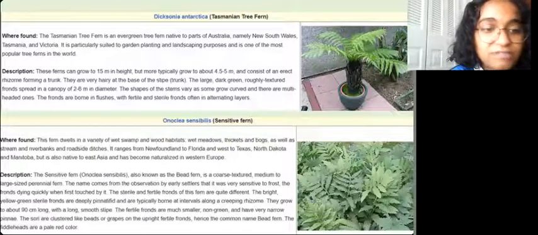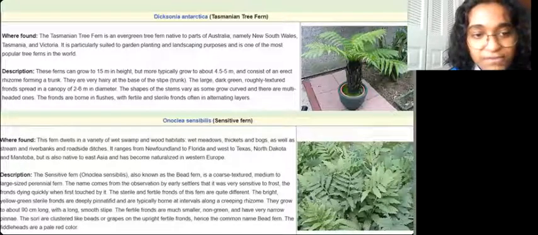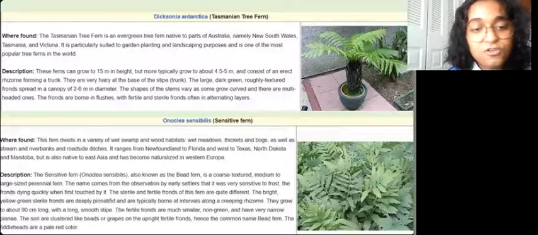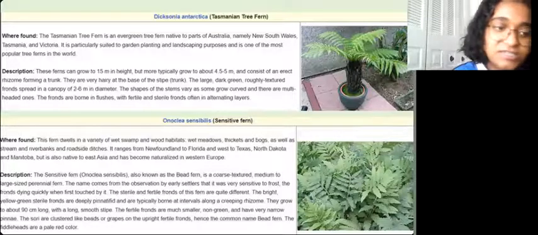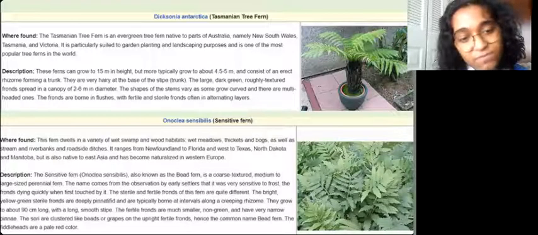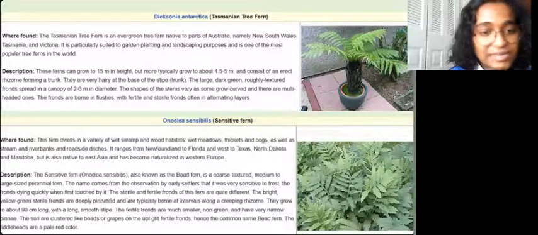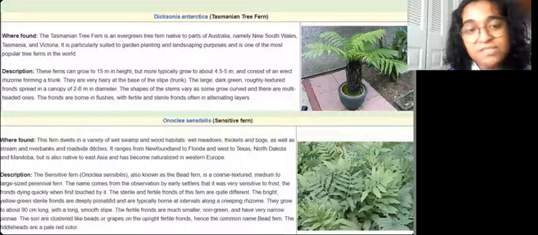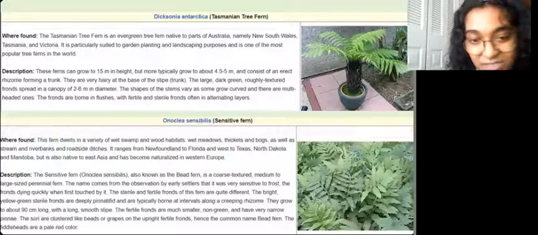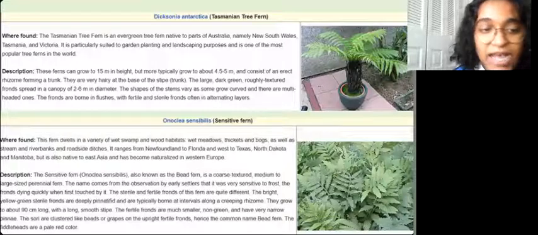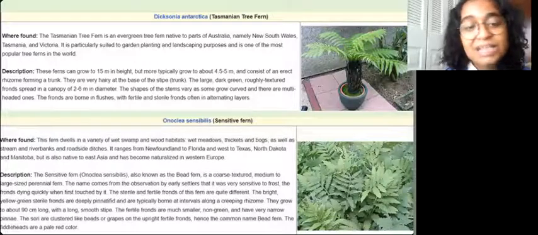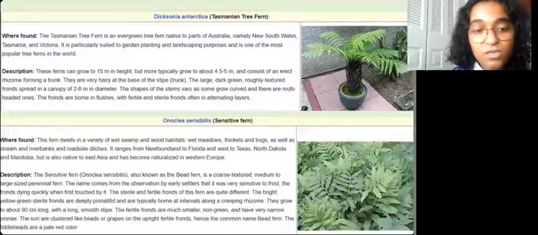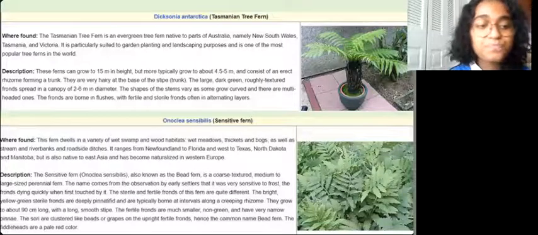The fern dwells in a variety of wet swamp and forest habitats, wet meadows, thickets and bogs, as well as streams and riverbanks and roadside ditches. It ranges from Newfoundland to Florida and west to Texas, North Dakota, and Manitoba, but it is also native to East Asia and has become naturalized in Western Europe.